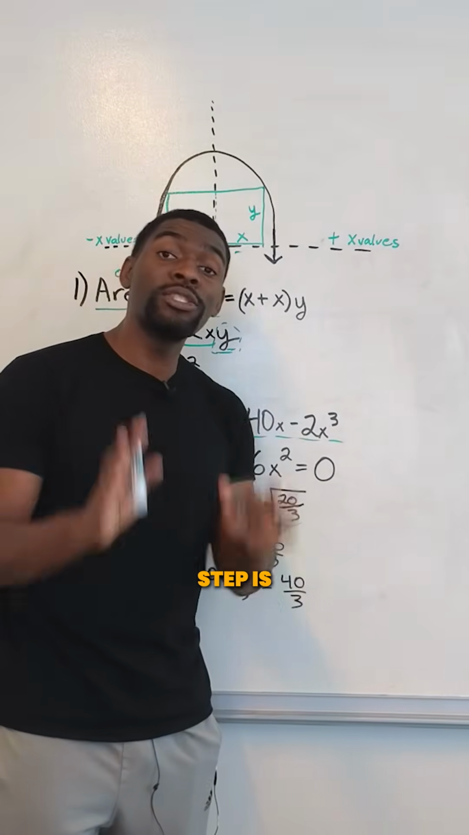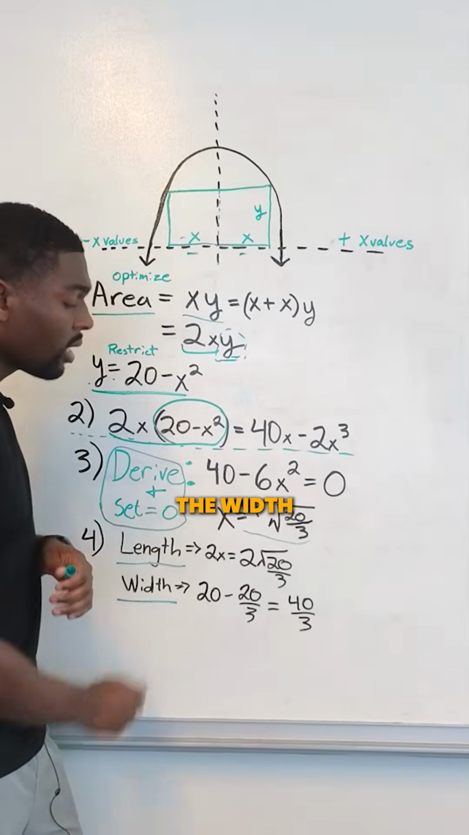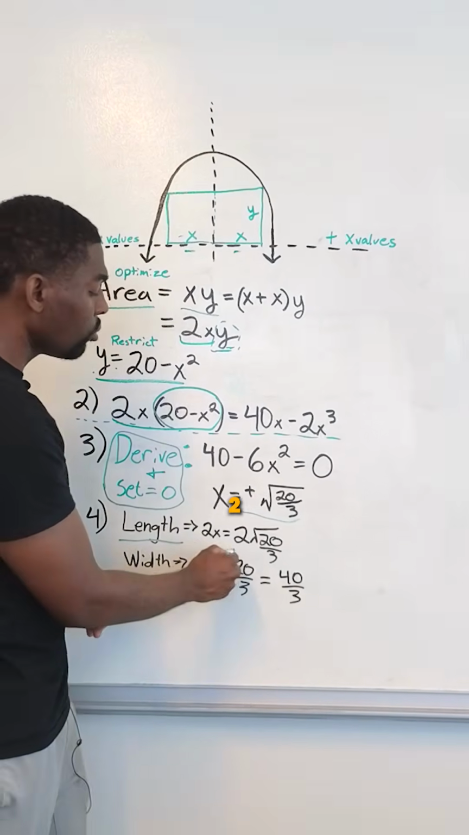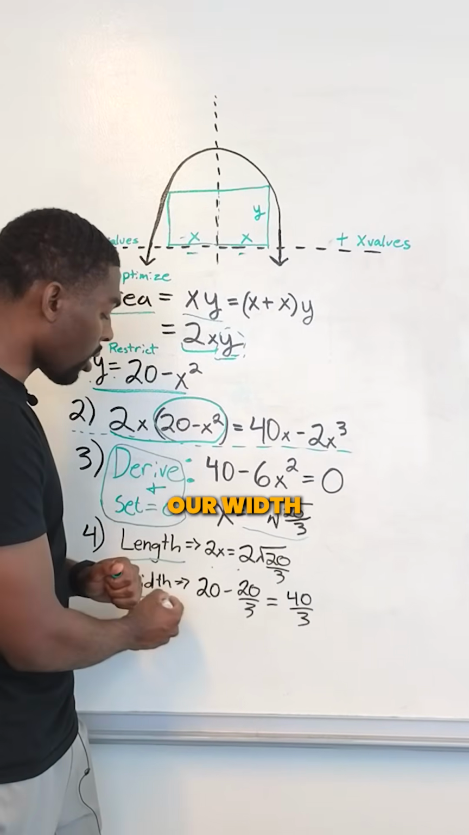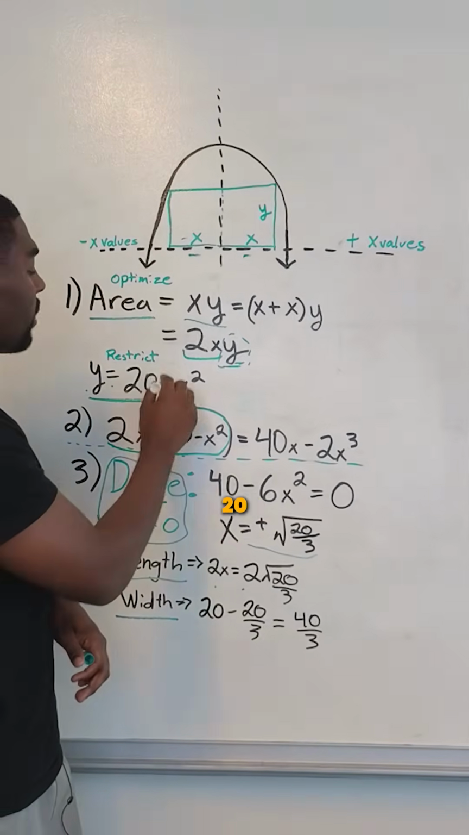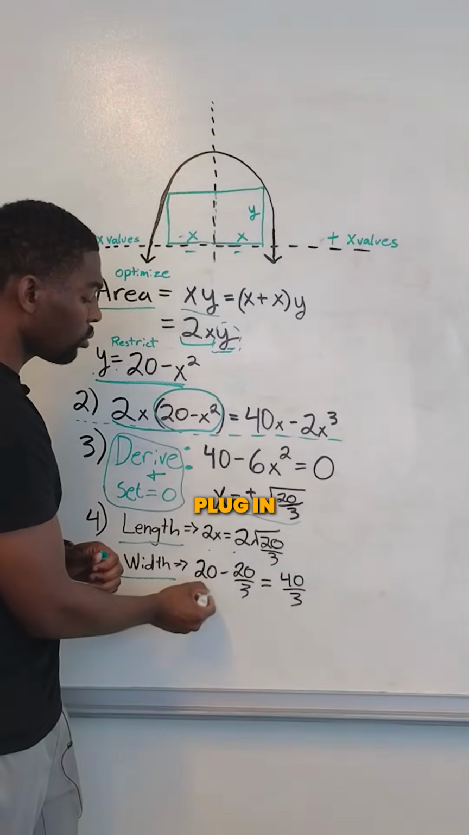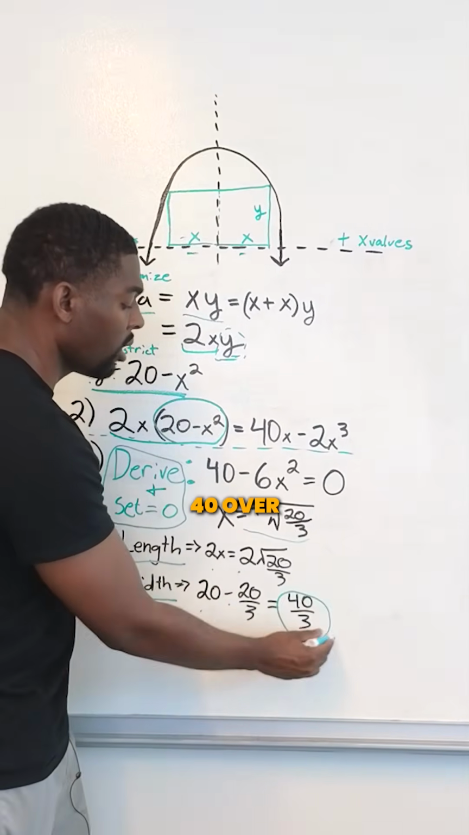And now our final step is to answer the question. We're going to see that the length of our rectangle would be 2 times x, which would be 2 times the square root of 20 over 3. And for our width, we need to plug into our restrictive equation, 20 minus x squared. When we plug in 20 minus the square root of 20 over 3 squared, we end up getting 40 over 3 as our width.